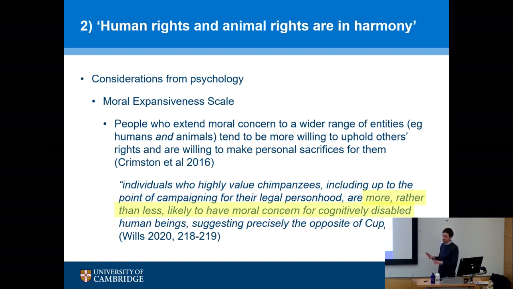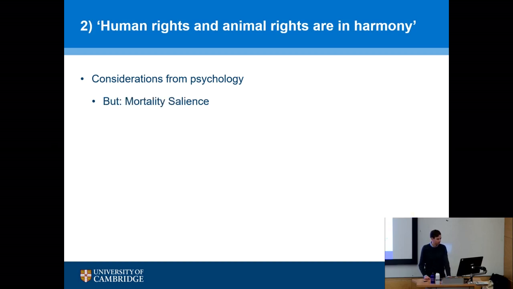Now, Kopp has some other points too, but I think Will's point here is well taken, that the picture is much more complicated. Just because you're supporting animal rights doesn't mean you don't want to support cognitively disabled human beings. It turns out, psychologically speaking, you're more likely to see the two as indeed a shared normative enterprise, if you want to use Cochrane's terms.